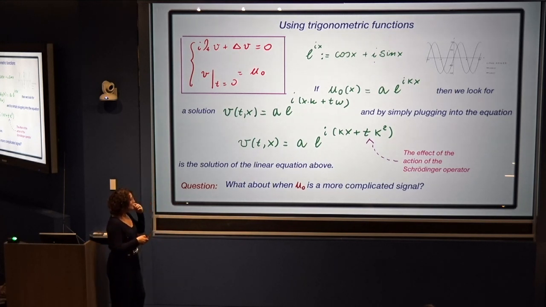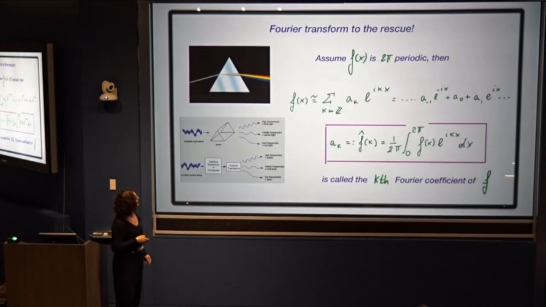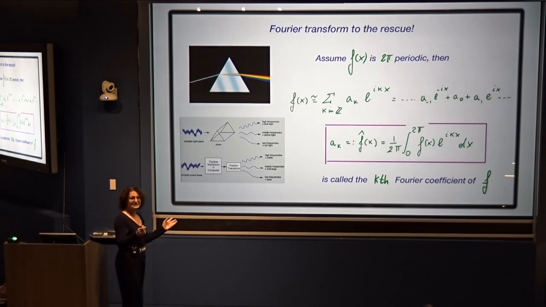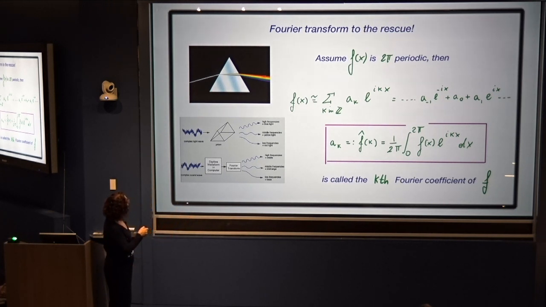Okay. Now, this is all good, but what happens if my initial data is not as simple as this, right? Not simple like a combination of sine and cosine. Well, the rescue comes from the Fourier transform. I like this picture here because this is the most visual representation of what the Fourier transform does. We have a signal here, the white light hits the prism, and it gets split into simple parts. Each color of the wave that comes out represents a certain frequency.